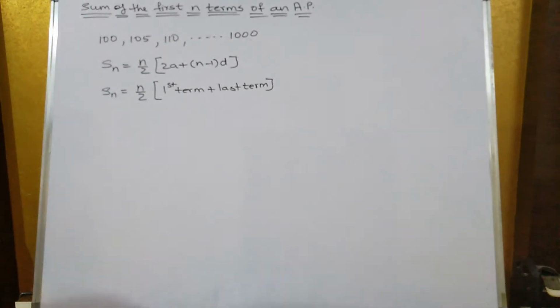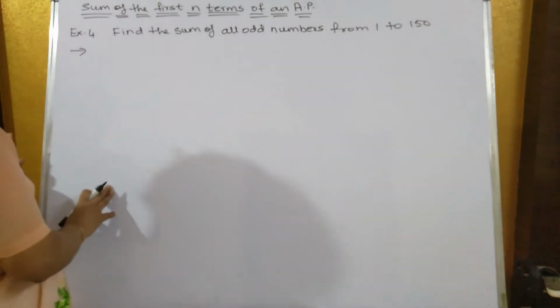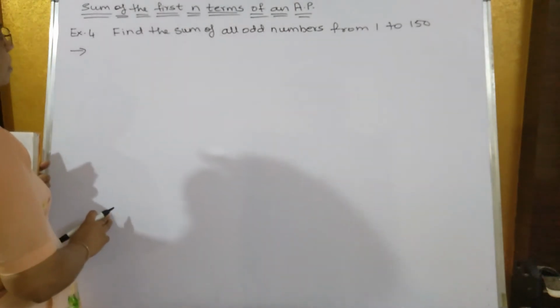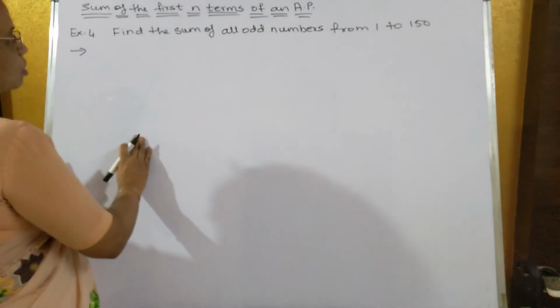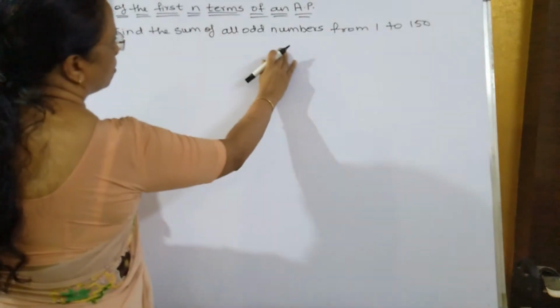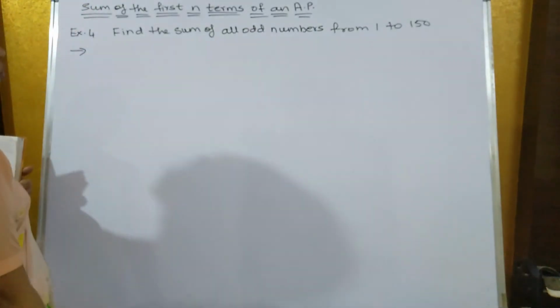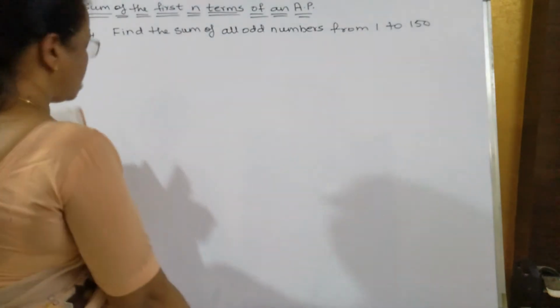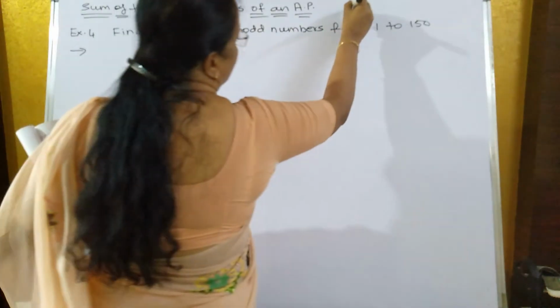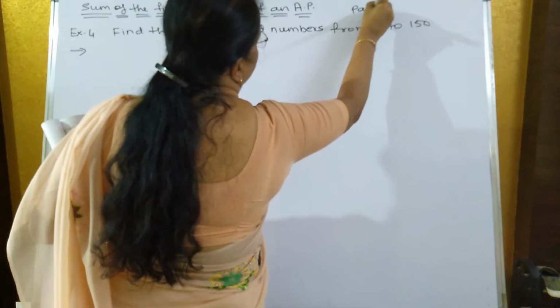Now example 4, it is an activity based sum. Some boxes are there, you are supposed to fill up those boxes. Now find the sum of all odd numbers from 1 to 150. It is given on page number 71.